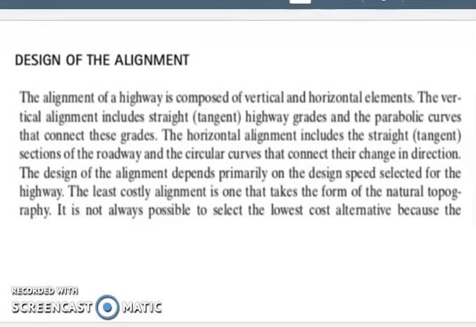Okay, we move on to design of alignment. You have to take note that the alignment of a highway is composed of vertical and horizontal elements. Vertical alignment includes the straight, or tangent, highway grades, and the parabolic curve that connects these grades. Horizontal alignment includes the straight, which is the tangent section of the roadway, and the circular curve that connects their change in direction.